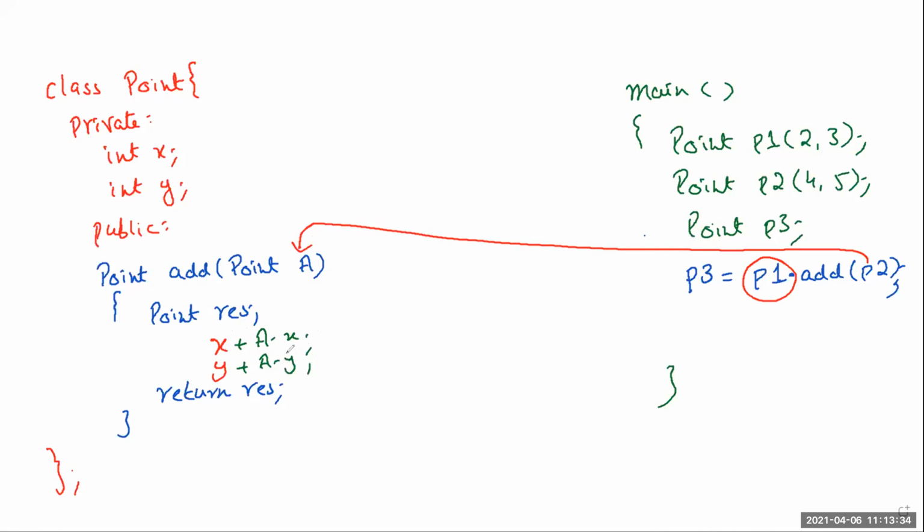Okay, this is the example we have already done. I'm just repeating it. So A is actually P2, and this X, which is in red, is X of P1. So you are adding X components of P1 and P2, Y components of P1 and P2, and you are copying them in result.x and result.y.